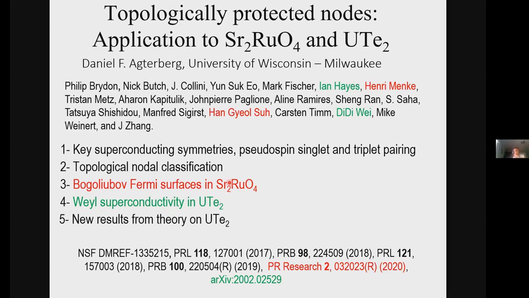The work on strontium-ruthenate is really due to calculations from Henry Menke and Han-Gil Su. And the work on uranium-tellurium-2 is really a theoretical perspective on experimental results that come from Ian Hayes, who's in Maryland, and Jean-Pierre Paglione's group, and then D.D. Wei, who's in Stanford, and Aaron Kapitulnik's group. And if I have time, I'll talk about some new theory results on uranium-tellurium-2.